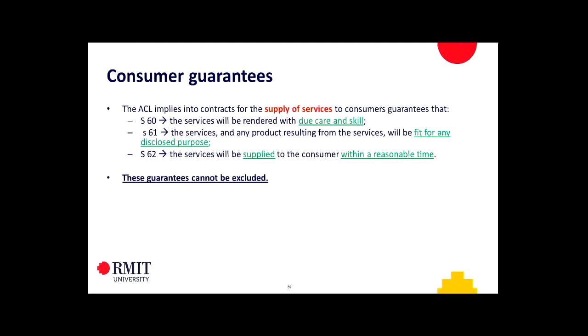Just as they apply to goods, they also apply to services. So there's a guarantee that services provided by someone installing light fixtures would be rendered with due care and skill, that they'll be fit for the disclosed purpose, and that they will be supplied within a reasonable time. So very similar to the product stuff, but we're relating to someone providing a physical service.